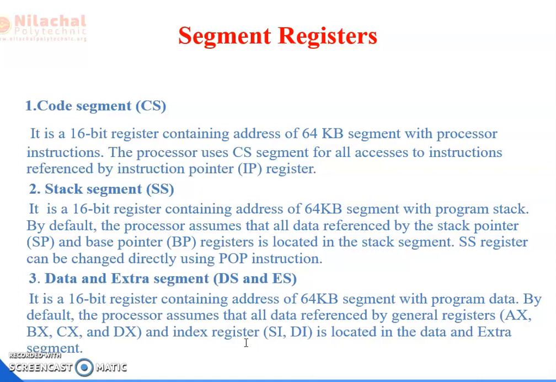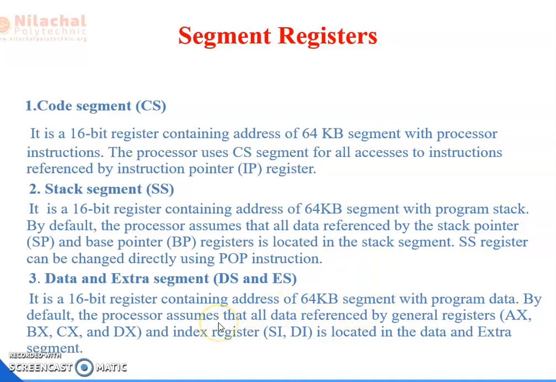Then next one is stack segment. It is a 16-bit register containing the address of the 64 kilobyte segment with the program stack. By default, the processor assumes that all the data referenced by the stack pointer SP and base pointer BP is located in the stack segment. The stack segment register can be changed directly using the pop instruction.